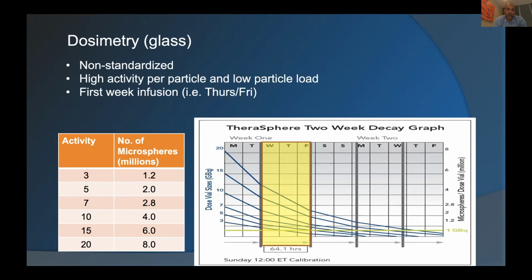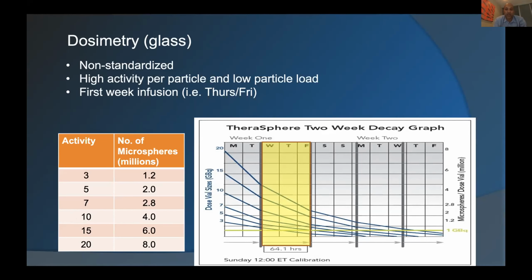So if you take, let's say, a 10 GBQ vial, which is here on the orange chart, which is 4 million microspheres, and you do it on Monday of the first week, it's super hot. But if you let that sit on the shelf for 8-9 days, it becomes cold. And so what we typically do is do these in the first week when the particles are super hot.